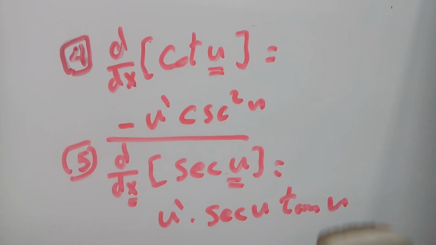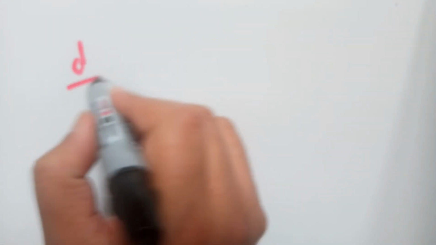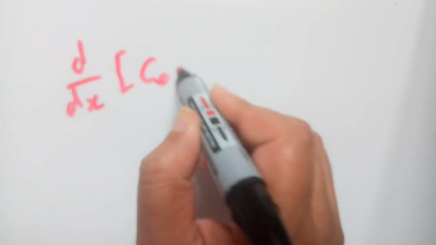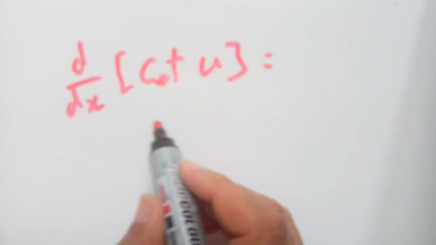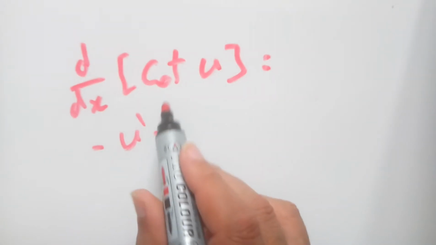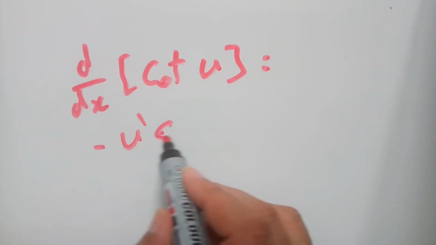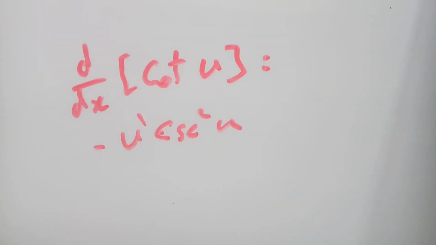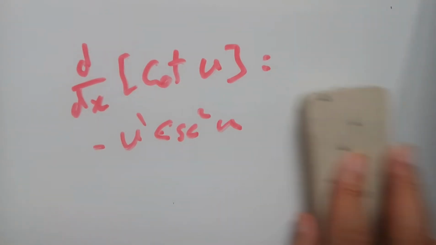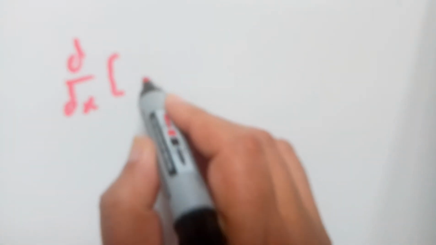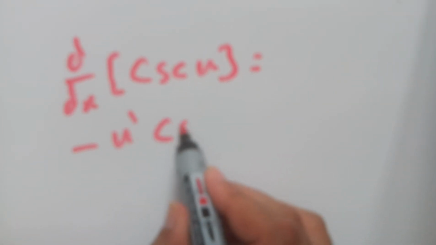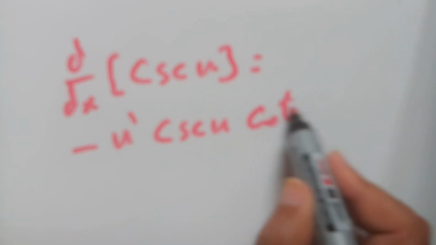The last one, the derivative for cosecant u. It will be negative u prime multiplied by cosecant u cotangent u.